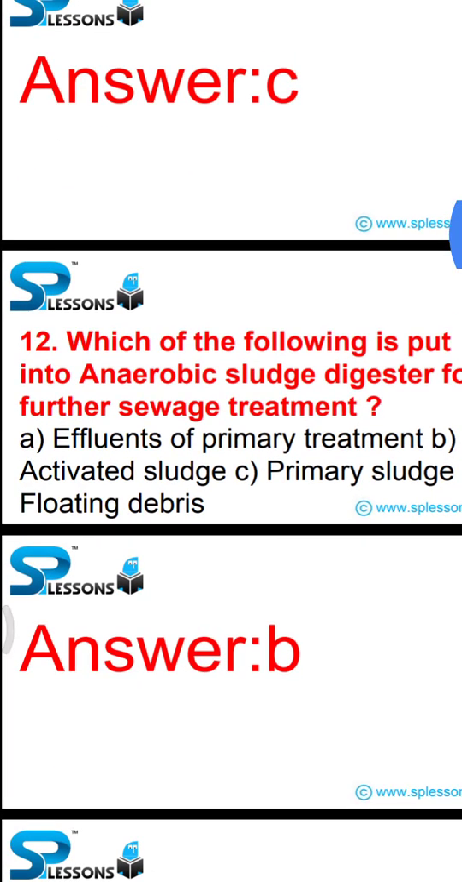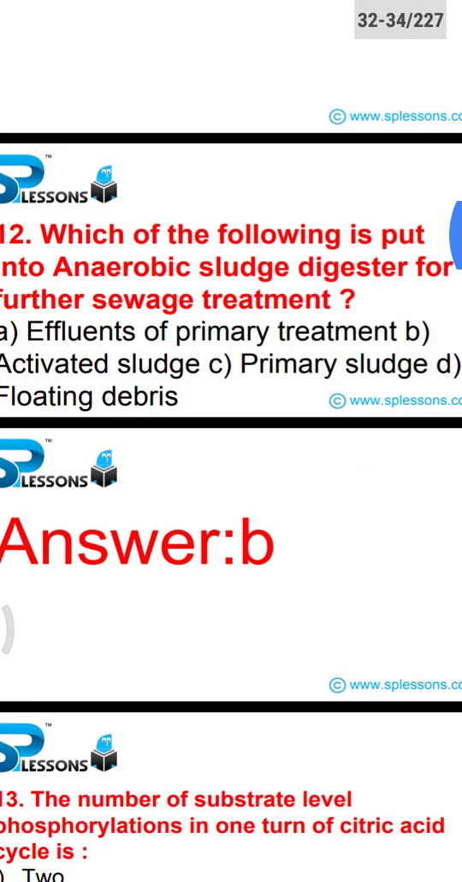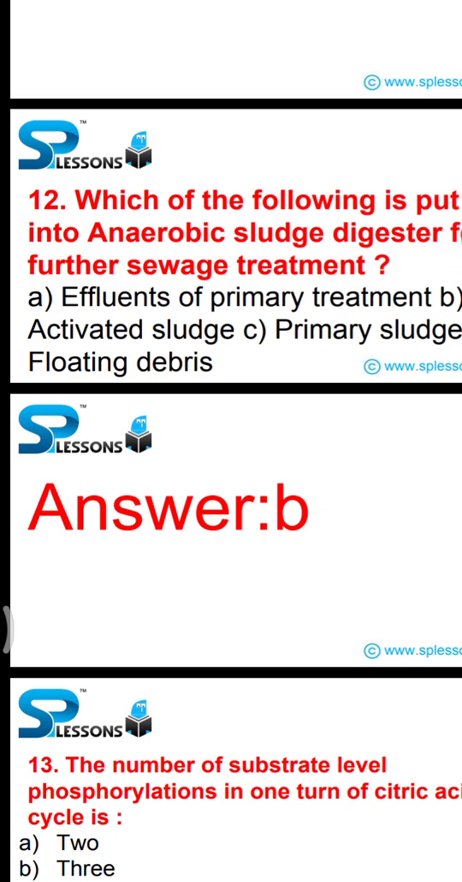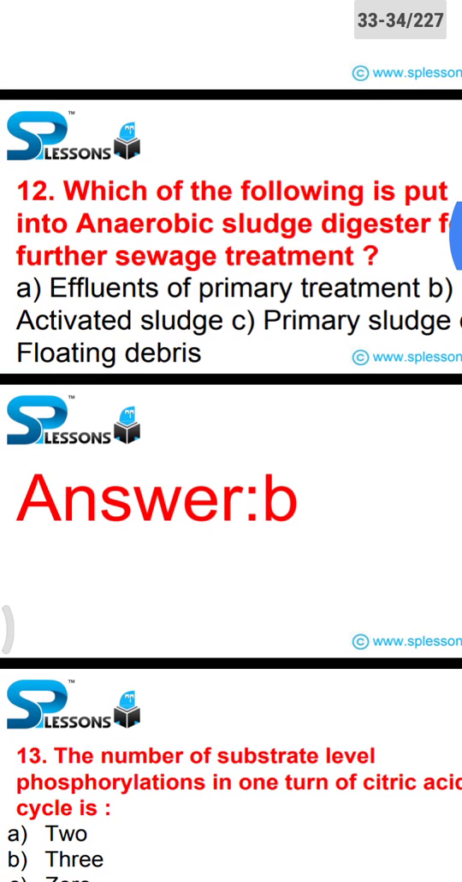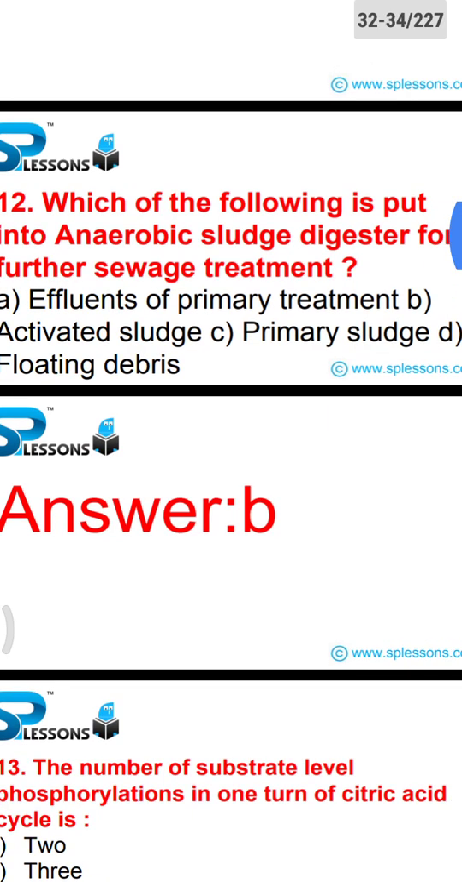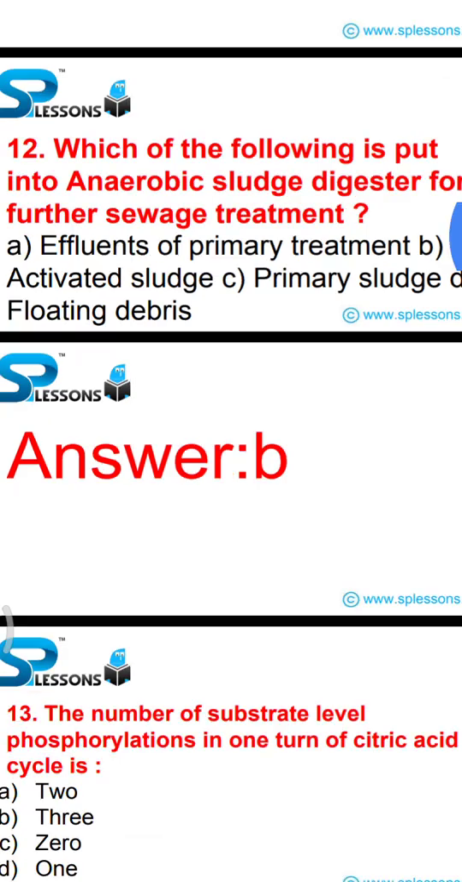12th question, which of the following is put into an anaerobic sludge digester for further sewage treatment? Option A, effluents of primary treatment. Option B, activated sludge. Option C, primary sludge. And finally option D is floating debris. And the answer is option B, activated sludge.